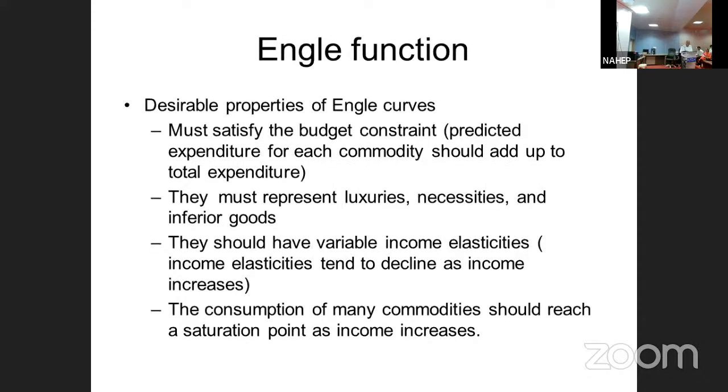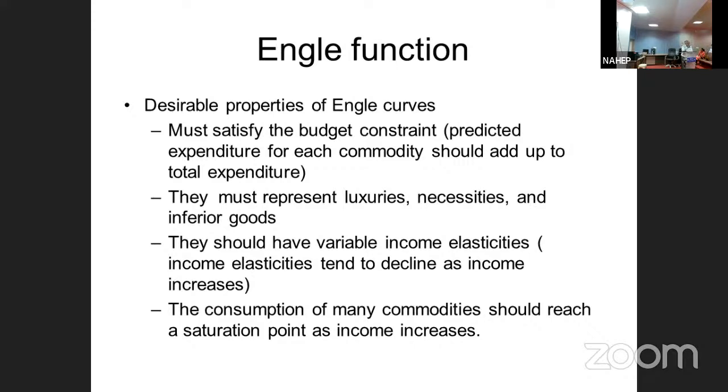So we have the Engel functions. So you are aware about this. What are the Engel functions? They must satisfy the budget constraint, right? They must represent the necessary goods, necessary goods that you are aware of, if elasticity is negative, positive, how you classify them. They should have variable income elasticity.